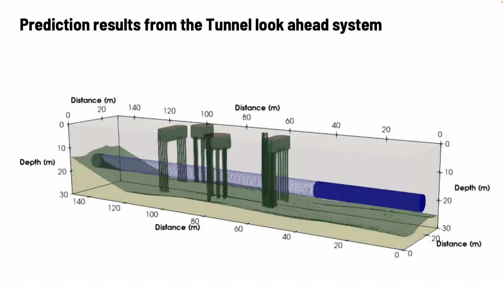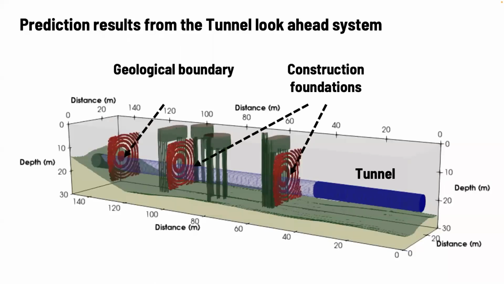Here we show the prediction results from active and passive data. We can predict 3 obstacles in this area. Based on boreholes and the construction map, we know these 3 reflections are coming from the foundation of the construction and the soft to hard rock interface. We can get a more exact location of these obstacles and adjust the mining progress based on this information.